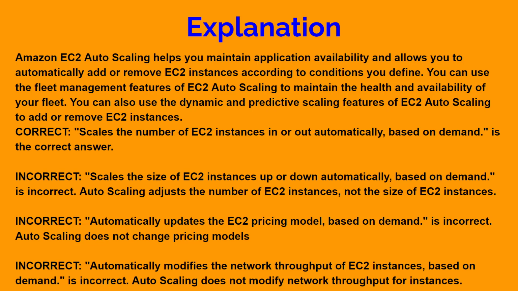Incorrect. Automatically updates the EC2 pricing model, based on demand. Is incorrect. Auto-scaling does not change pricing models. Incorrect. Automatically modifies the network throughput of EC2 instances, based on demand. Is incorrect. Auto-scaling does not modify network throughput for instances.